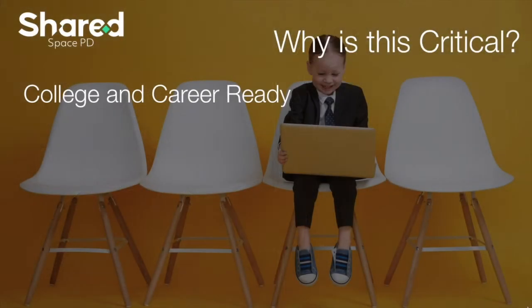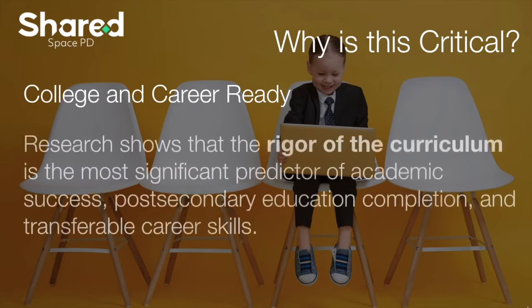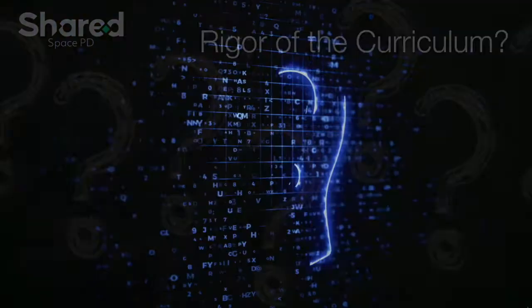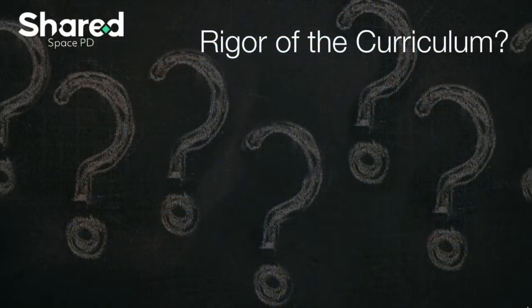Why is this term so critical? Well, research shows that the rigor of the curriculum is the most significant predictor of academic success, post-secondary education completion, and transferable career skills. But this might leave us with more questions than answers. If it's the rigor of the curriculum, what am I supposed to do?